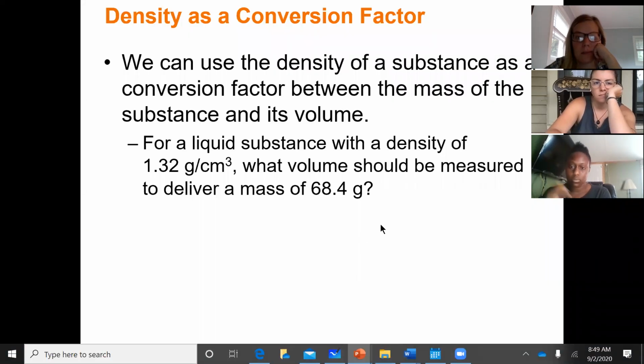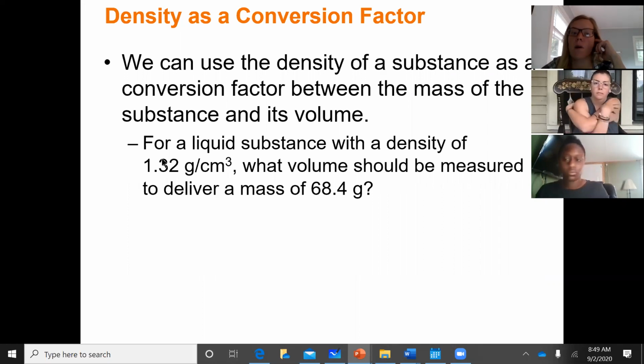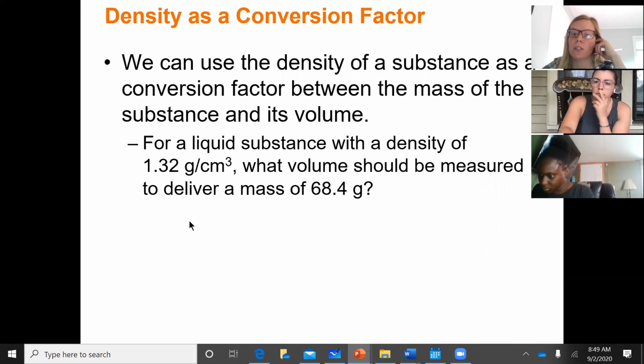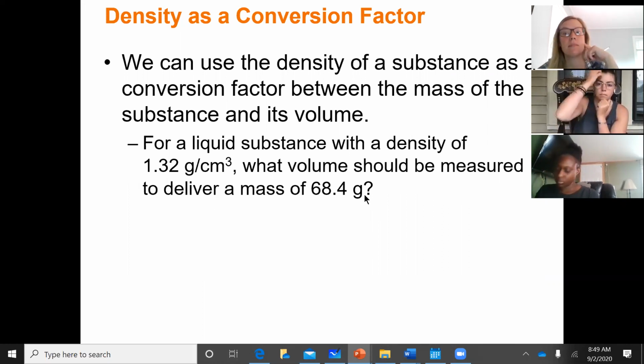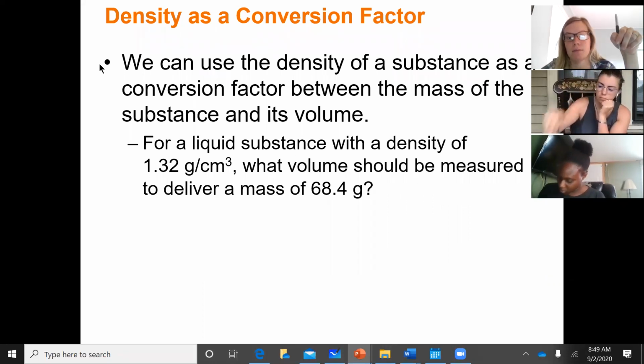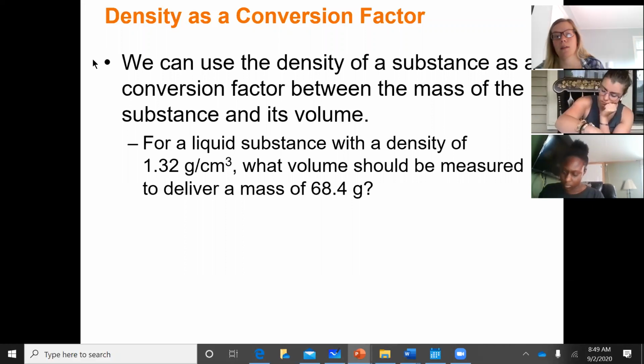So I want you to try this one here. For a liquid substance with a density of 1.32 grams per centimeter cubed, what volume should be measured to deliver a mass of 68.4 grams? This one's a little bit different. I want you to try it before I explain it. And I'll explain it in two different ways.